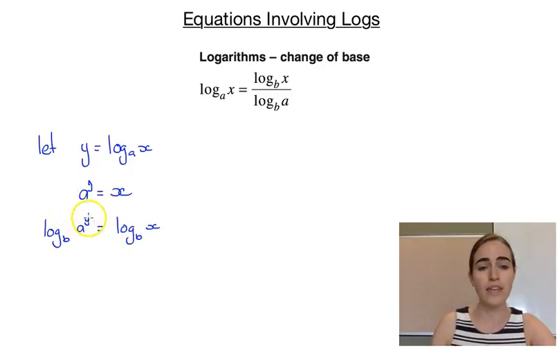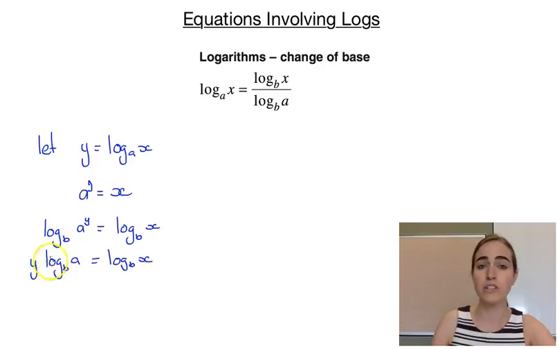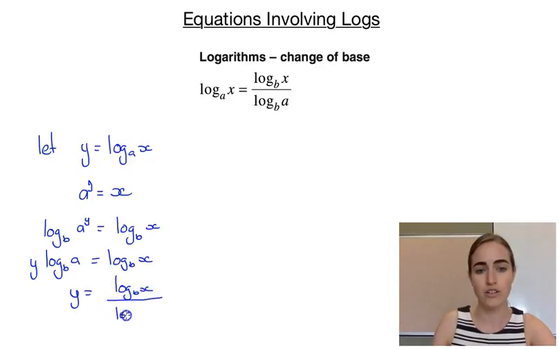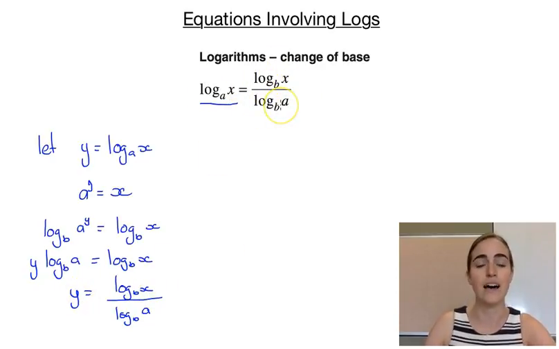Now that we've got that, we want this y on its own. So we want to find something that's equivalent to this y. We know from our log laws that if we've got a power here, we can bring it down out the front. So we're going to have y times log to the base b of a equals log to the base b of x. And to get that y on its own, we're going to divide both sides by that log to the base b of a. So y equals log to the base b of x over log to the base b of a. So this is our formula, since y was equal to log to the base a of x and y is also equal to this side. So those two things are equivalent.